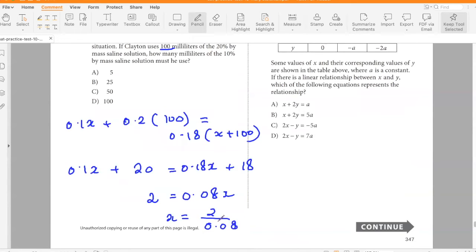So we can just plug that into the calculator, or we can solve it directly. So this would be 200 by 8. So that's 8 2s are 16, 8 into 5, so 25.